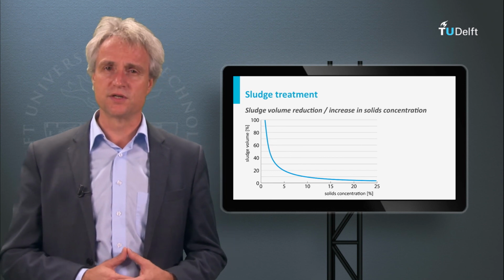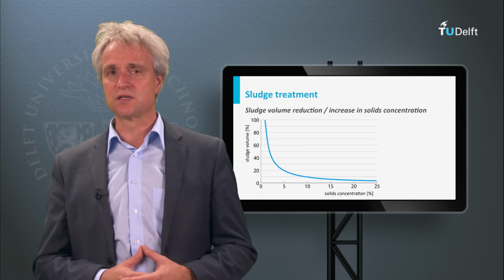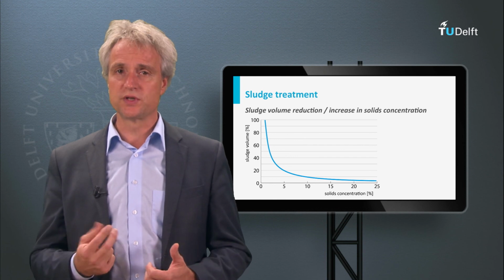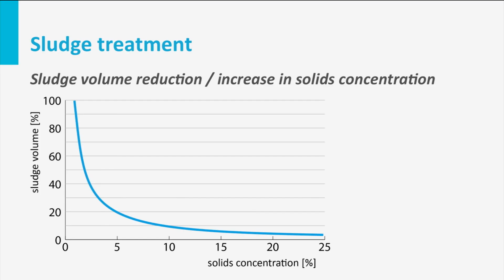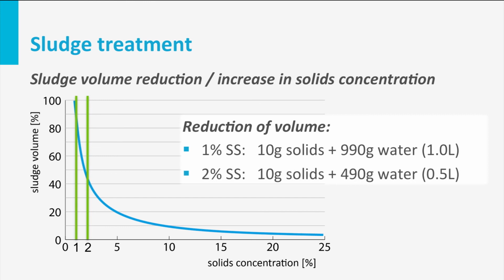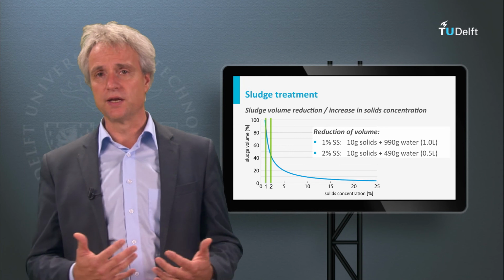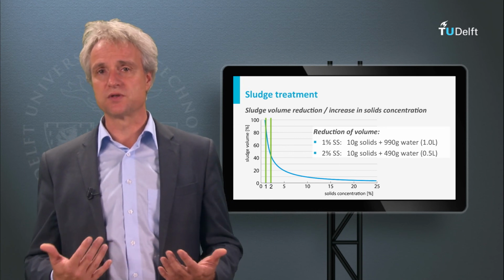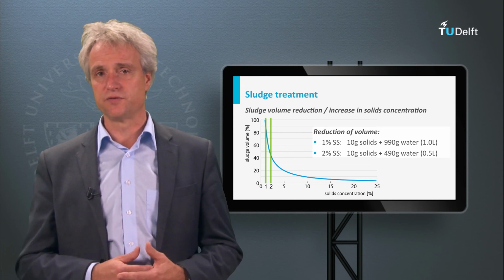What volume reduction is achieved by increasing the solids content from 1 to 2% during thickening? 1 liter of sludge with 1% solids consists of 990 grams of water and 10 grams of sludge. After thickening, the liquid consists of the same 10 grams of sludge, so the amount of water is 490 grams. So during thickening, an increase from 1 to 2% of solids results in a volume reduction of 50%.